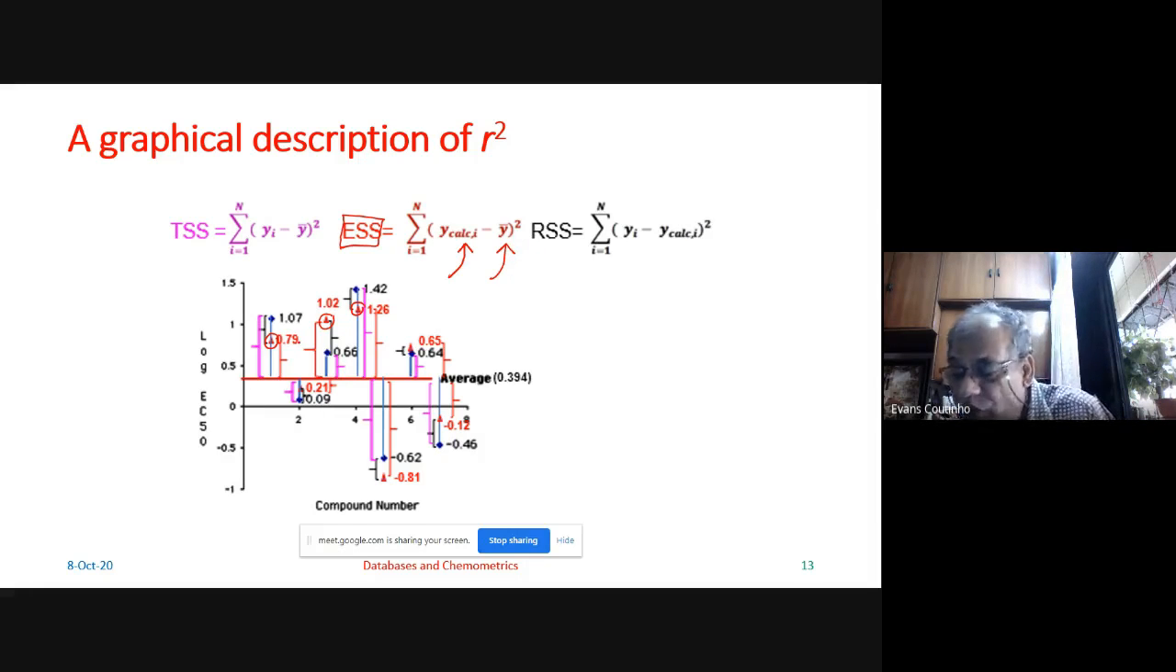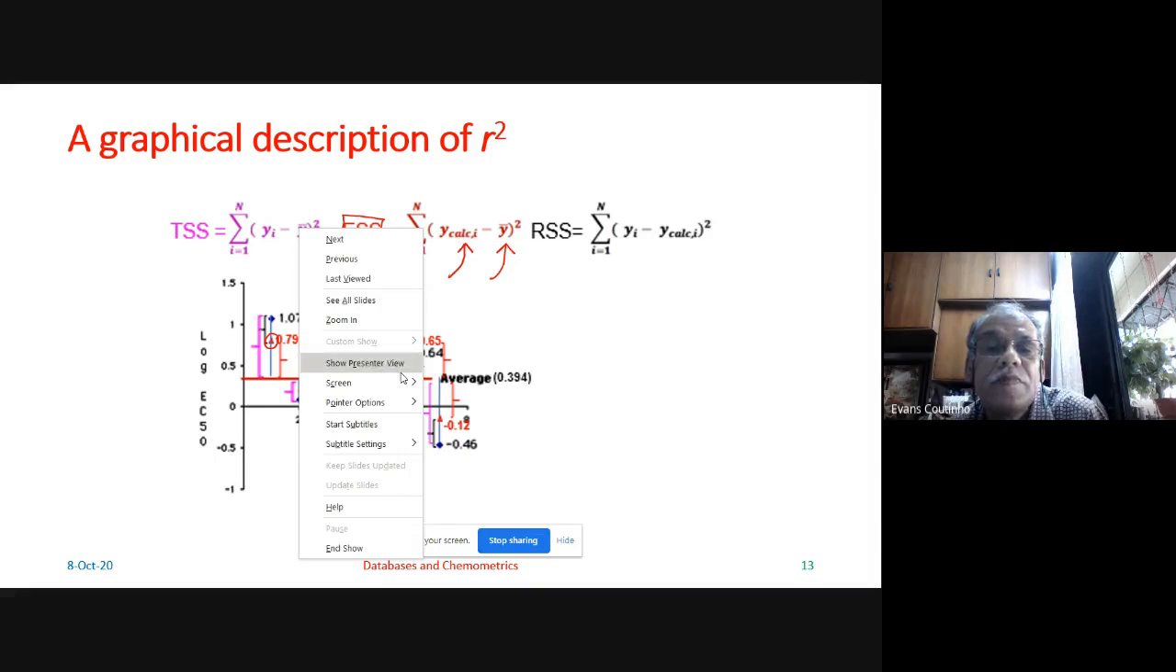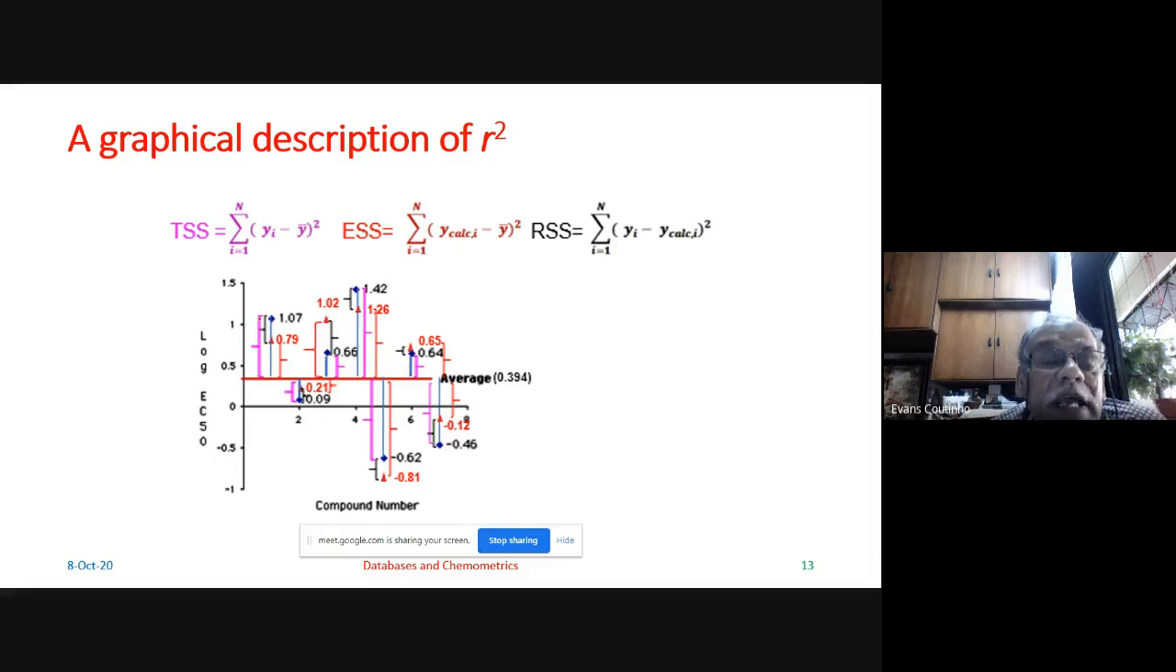Now what is the total sum of squares? The total sum of squares is the difference between the observed activity and the average activity. So the total sum of squares, that is TSS, is equal to 1.07 minus 0.394, the whole square. Again, for molecule number 2, it is minus 0.09 minus 0.394, the whole square. I hope you got this now. So it is the observed activity minus the average activity, the whole square, and summed up for all the 7 molecules. That is the total sum of squares.